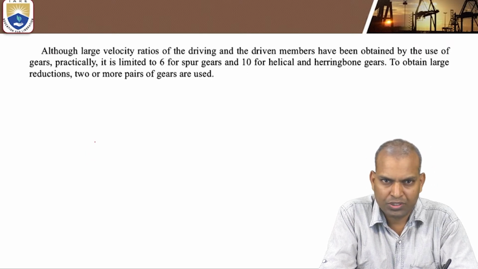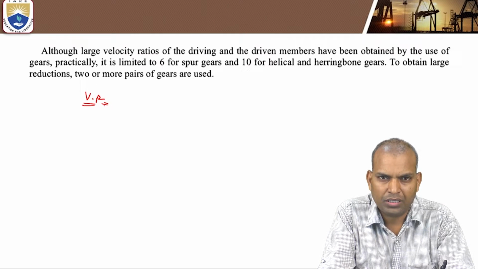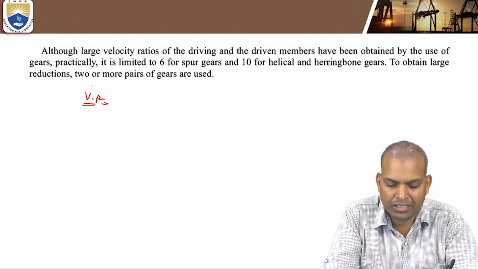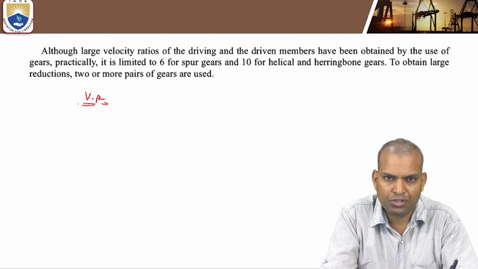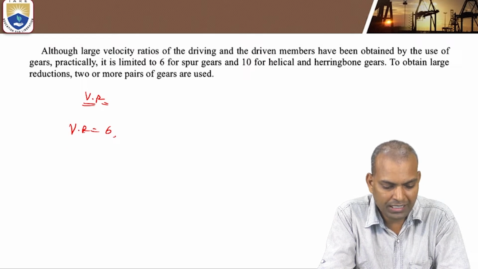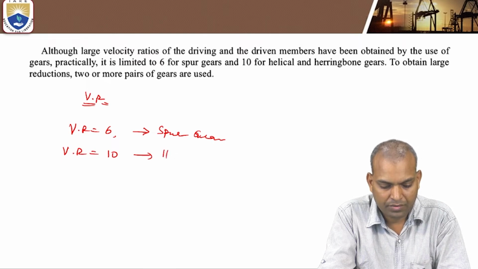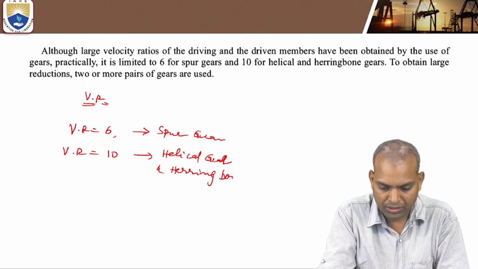Now, what is the velocity ratio? Velocity of the driven divided by velocity of the driver. That is the velocity ratio. So for the driving and driven members, what is the limiting value for this velocity ratio? For spur gears, the velocity ratio is limited to 6. We will study what a spur gear is. And for helical gears, the velocity ratio is 10. And the double helical gear is called herringbone gears.